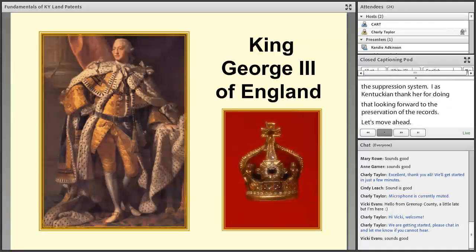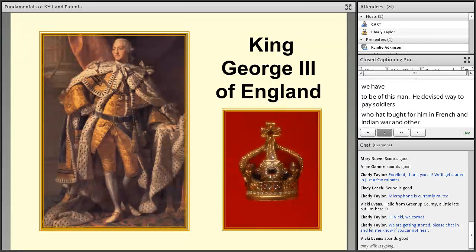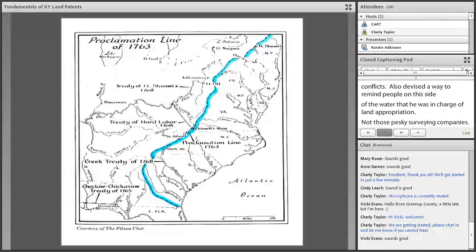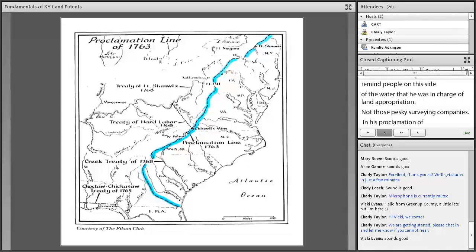Anytime we think about Kentucky history and Kentucky land, we have to be aware of this man, King George III of England. He devised a way to pay soldiers who had fought for him in the French and Indian War, Lord Dunmore's War, and other conflicts. And he also devised a way to remind people on this side of the water that he was in charge of land appropriation, not those pesky surveying companies. In his proclamation of 1763, which is available on the Kentucky Secretary of State's Land Office website in a link we'll talk about later, he set up a line, a proclamation line.